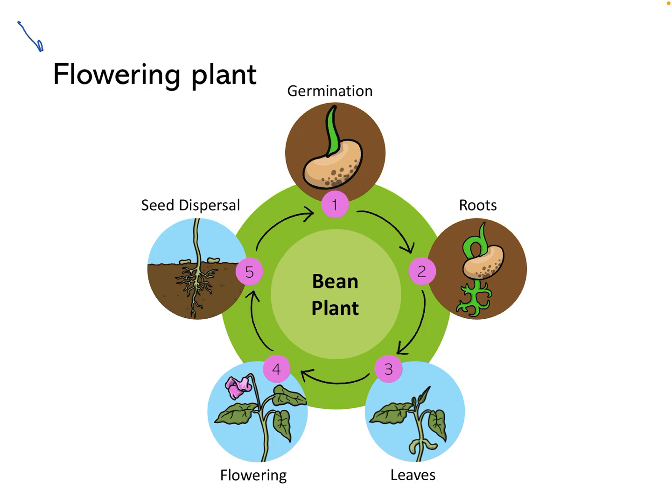So let's look here. Let's take, for example, a flowering plant. So this is the plant which is going to produce a flower at some point. We can see it goes through 5 stages. Interestingly, we know that a non-flowering plant also goes through 5 stages. We can see our first stage is germination, then the roots begin to grow, then the leaves, then it starts to flower, and then its seeds are dispersed.